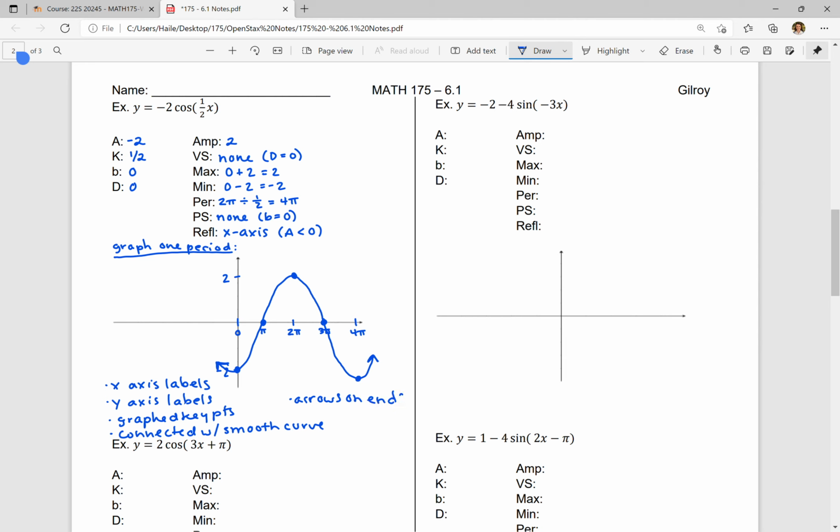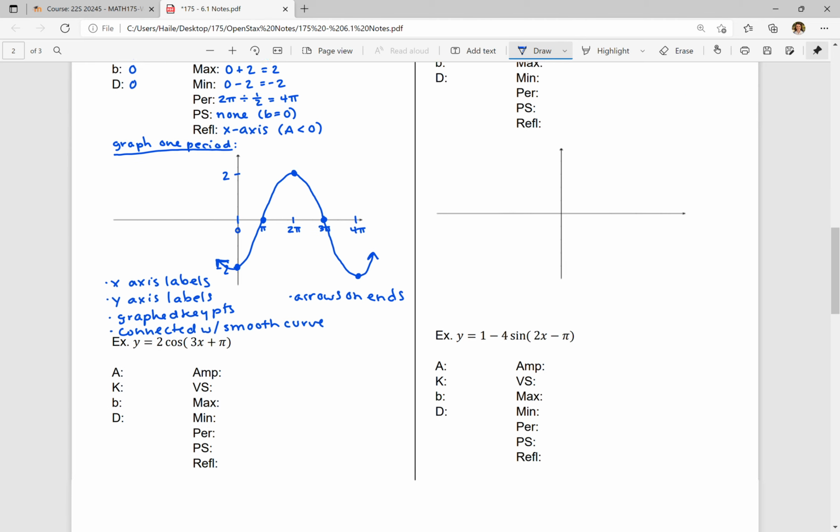So it's a lot to think about when you first start graphing these pictures, but the more you practice, the more it should be routine to you. So this is all of the stuff that I would expect to see on a test question. So let's try another example.